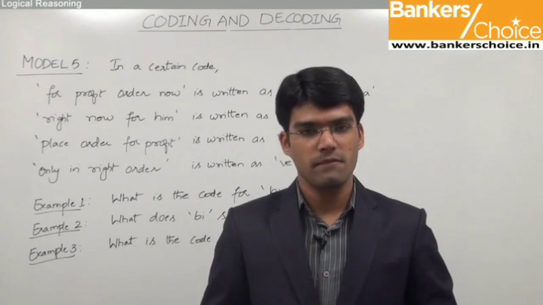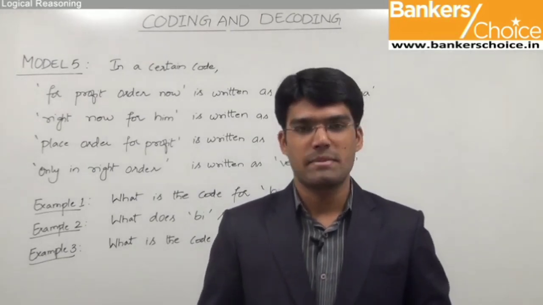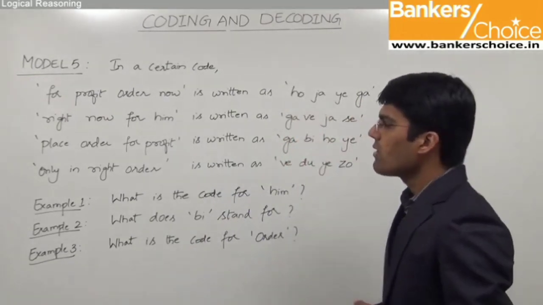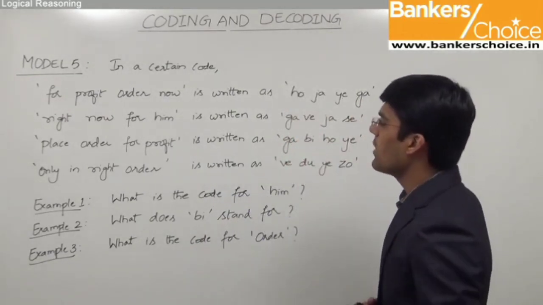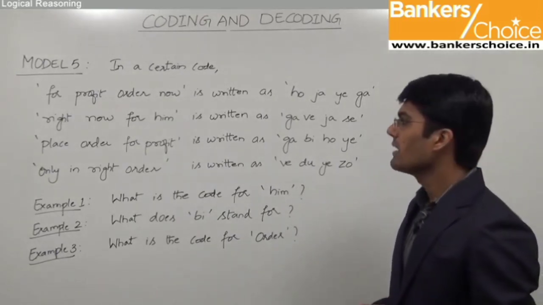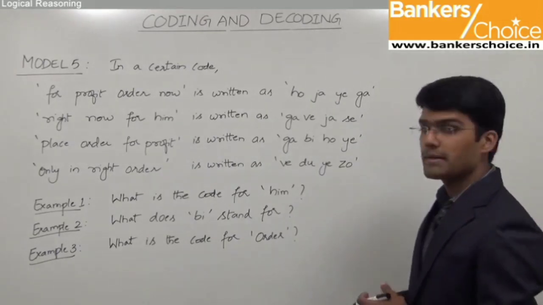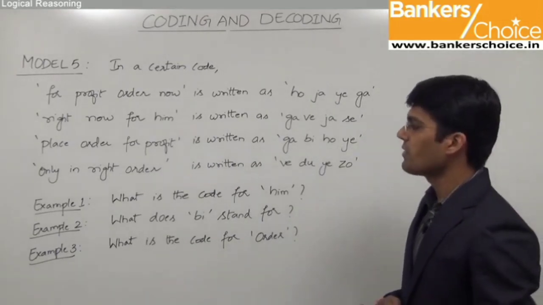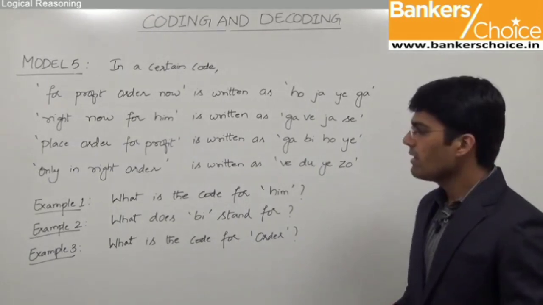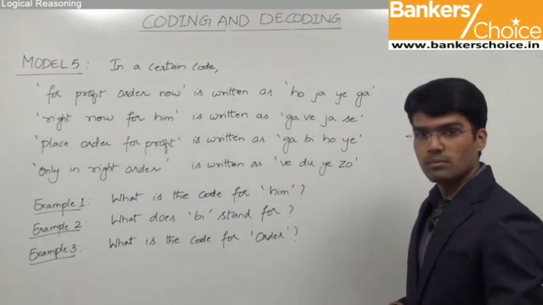Let us now discuss the fifth model from Coding and Decoding, which is a 5 marks question in bank exams. Let us look at the question here. In a certain code, for profit order now is written as ho ja ye ga. Right now for him is written as ga ve ja se. Place order for profit is written as ga bi ho ye. Only in right order is written as vi du ye zo.